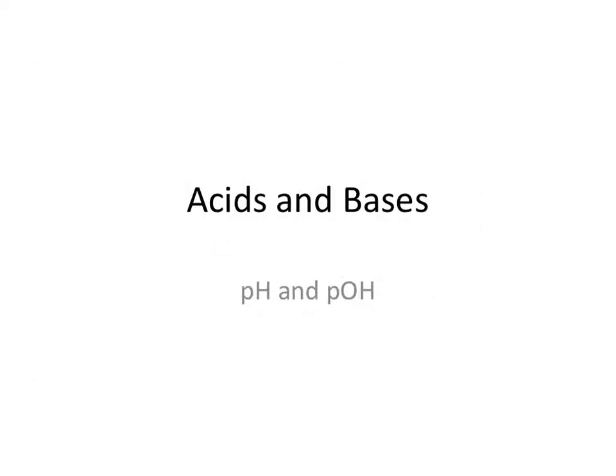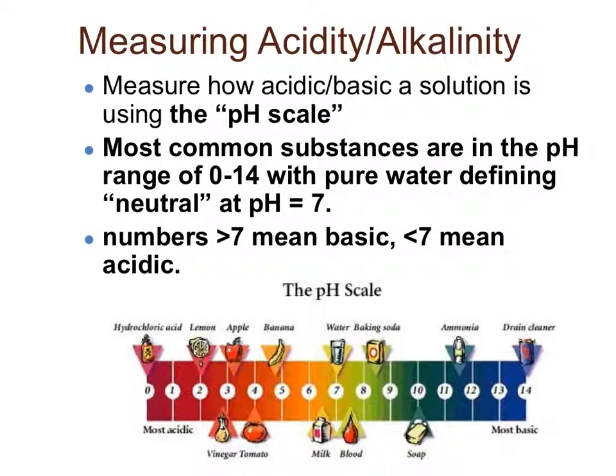Alright, so we're going to continue talking about acids and bases in this video, and specifically about pH and pOH. We can measure the acidity or alkalinity of a solution, and we do this using the pH scale. The pH scale ranges from 0 to 14, and pure water is neutral at pH 7. If you have a number greater than 7, that means it's basic. If it's less than 7, it makes it acidic.